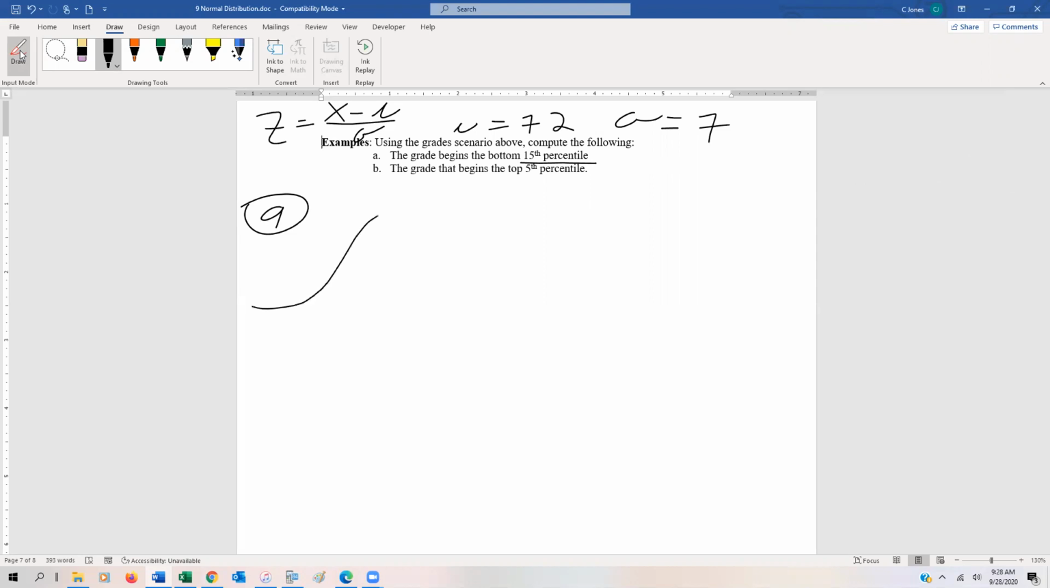So this is our normal distribution, and we're looking for the bottom 15th percentile. We know that 15% on the bottom, or the left side of the curve, looks something like this. And right here, this is 15%. Or in other words, that's 0.1500 if I convert that into a decimal, accurate to 4 decimal places. All right, so that's what we're working on.